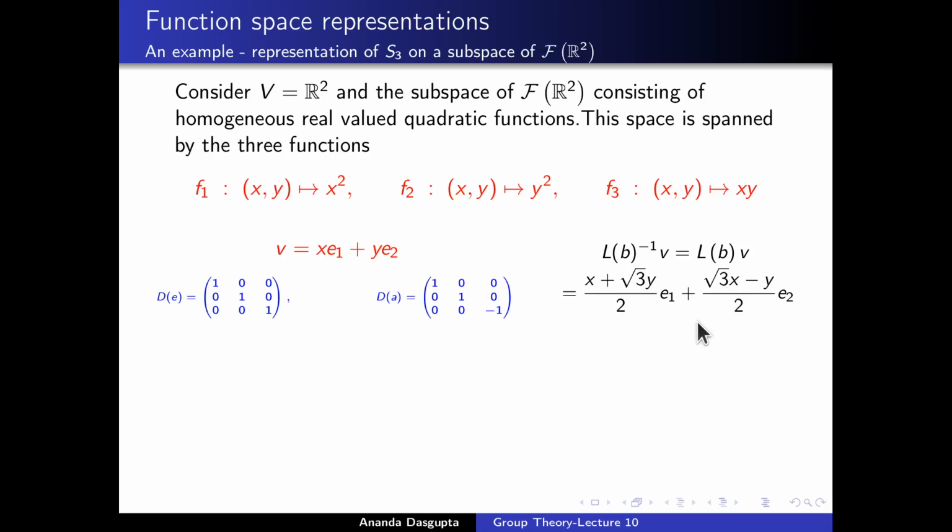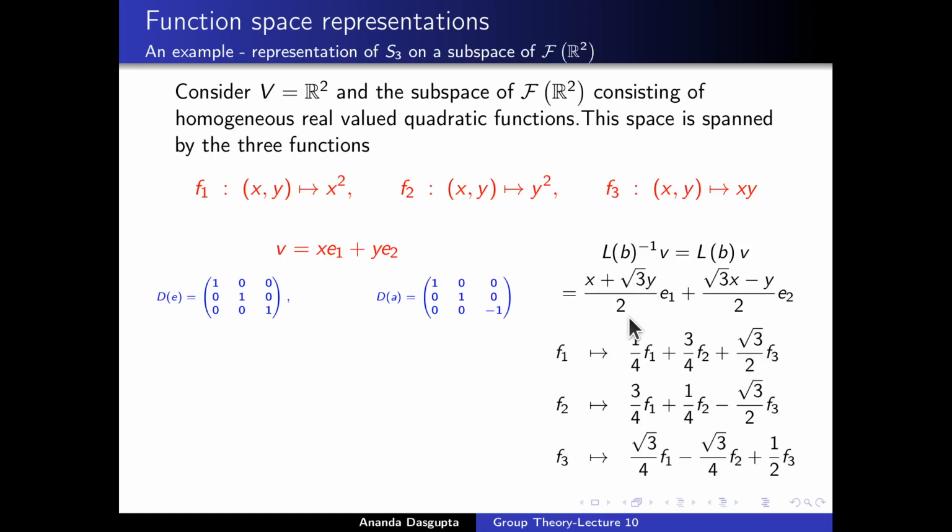And now what we need to do is figure out what happens to f1 under this transformation. Of course, f1 becomes a new function out of B f1, which acting upon xy will give you f acting on this. But f acting on this is just a square of this number, which is x square by 4 plus 3y square by 4 plus root 3 xy. And that means that f1 transforms to 1/4 f1 plus 3/4 f2 plus root 3 by 2 f3. You can figure out the similar expressions for what happens to f2 and what happens to f3 under this transformation. This is pretty straightforward. It's just a matter of sitting down and writing the things out.